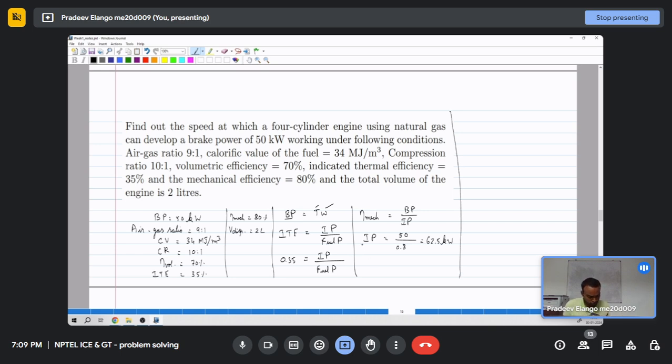And for this we can plug it here. Then we will have fuel power is equal to indicated power by 0.35. That's it. Indicated power is 62.5 divided by 0.35, which is 178.57. So this much kilowatt we have.